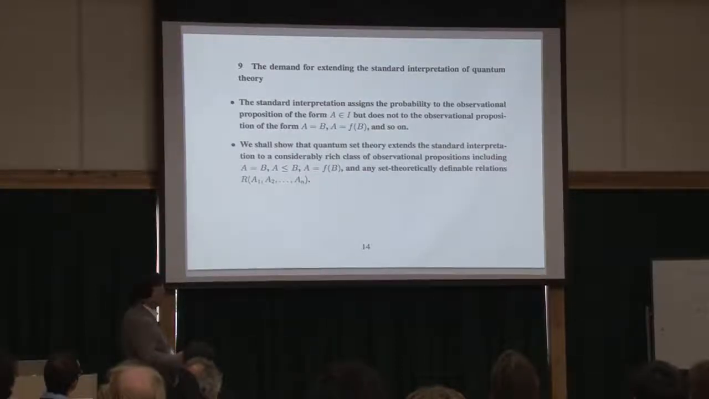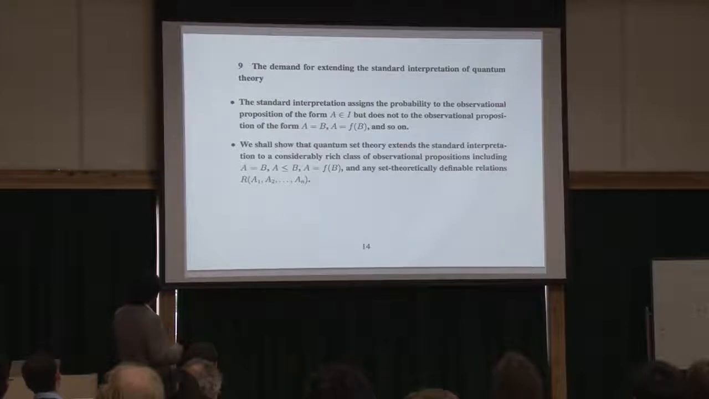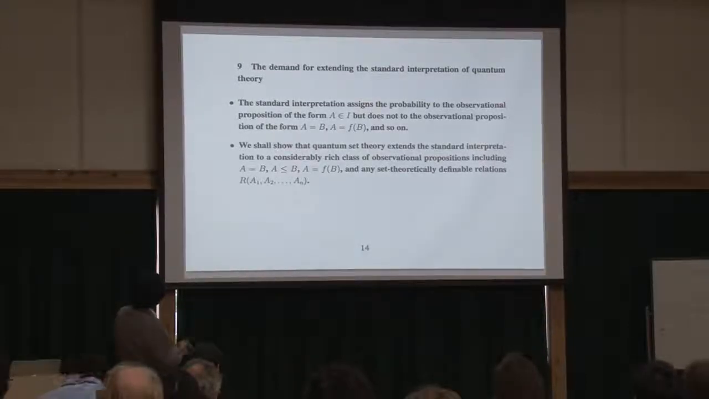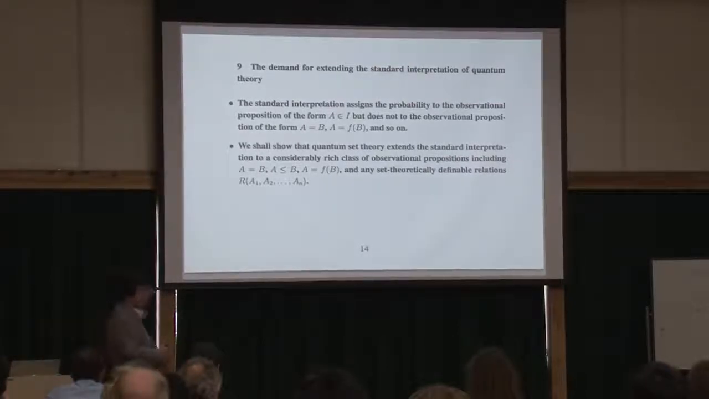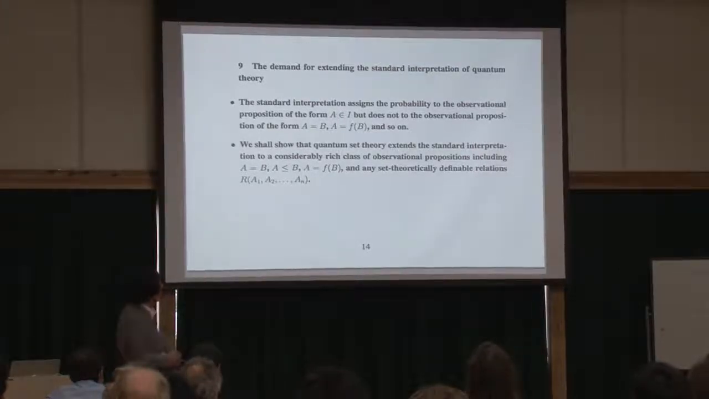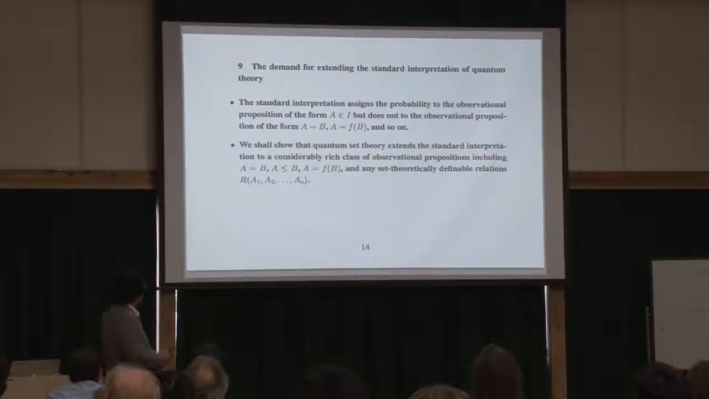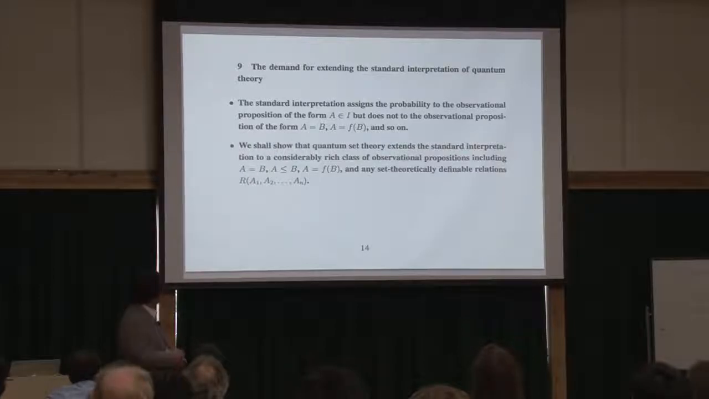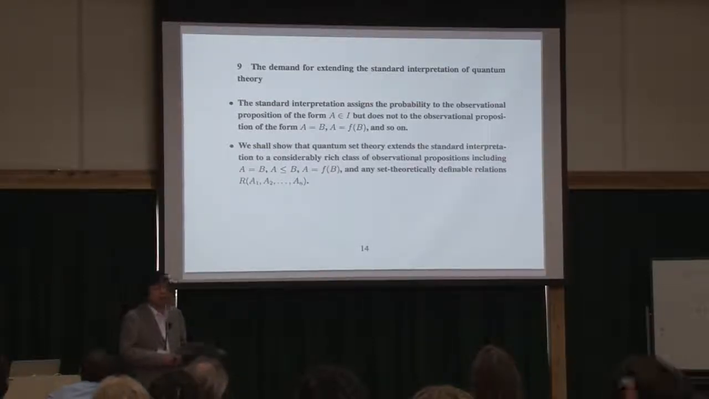But we need a more complicated, richer structure for the logical treatment of observational propositions. So there is a demand for extending the standard interpretation of quantum theory. The standard interpretation assigns the probability to observational propositions of the form A is in interval I, but does not to observational propositions of the form, for example, A is equal to B or A is equal to F of B, and so on. Now we shall show that quantum set theory extends this standard interpretation to a considerably rich class of observational propositions, including A is equal to B, A is less than B, A is equal to F of B, and any set theoretically definable relation R of A1, A2, ..., An, not necessarily for commuting observables.